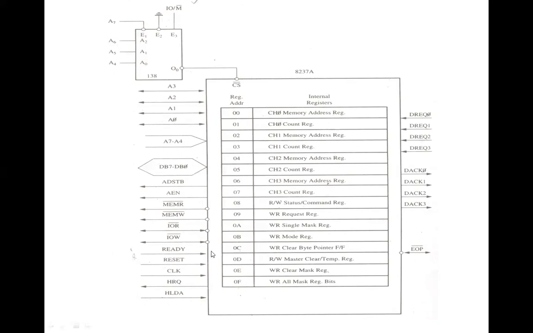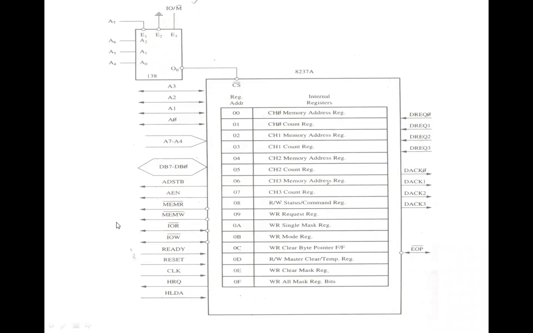Then we have a signal which is known as the ready signal. This signal can be used to extend the memory read and write pulses from the 8237 to accommodate slower memory or slower input output devices. And these signals are connected with the microprocessor unit.